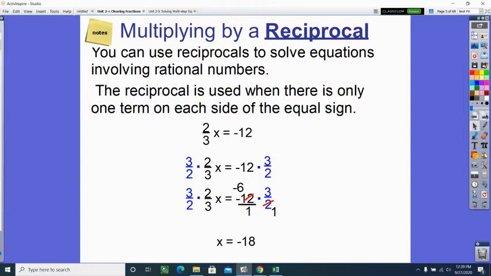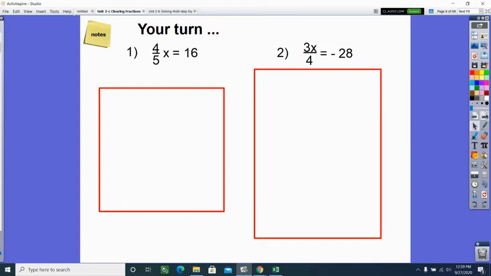So how about if you take a look at 1 and 2, pause the video, and try to solve both of these using the reciprocal. And I know I can because there's only one term on either side. Now be careful over here. That looks a little weird, but that could have been written 3/4 times x. It's just a different way of writing this, but with 3/4. And I just wanted you to see that in case you bump into it. So pause the video and solve these two. Come back in a second. We'll see how you did.